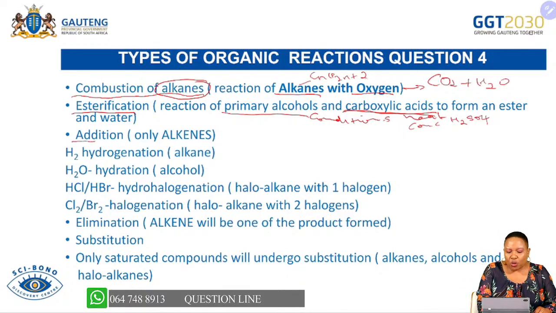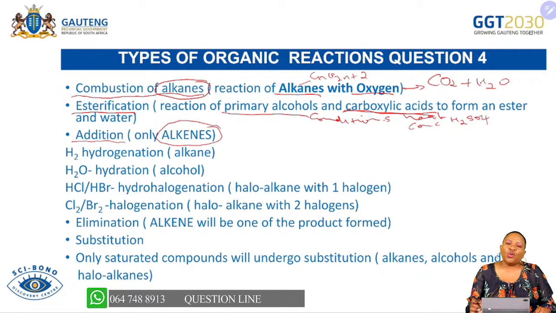Then we also looked at addition reactions, and we know that for addition reactions, we will only look at the addition reactions of alkenes. Alkenes are the ones that have what? Double bonds.